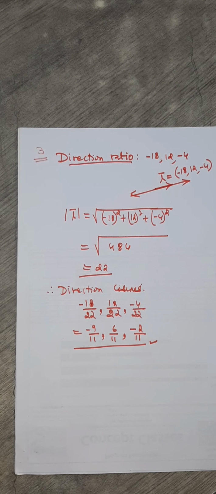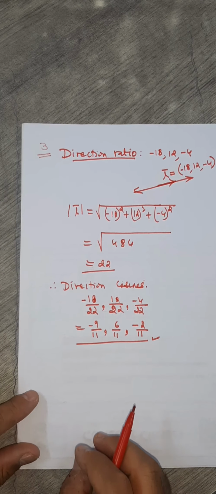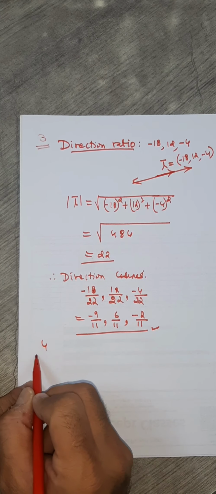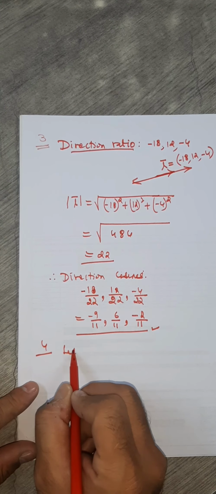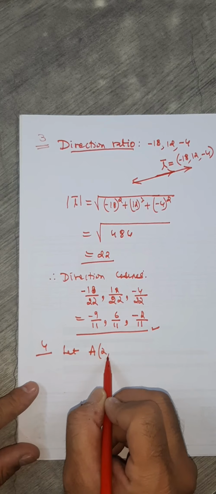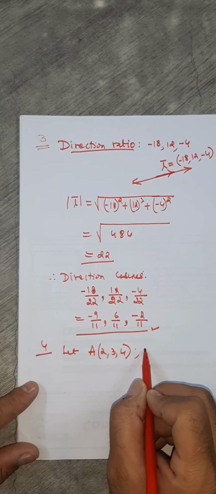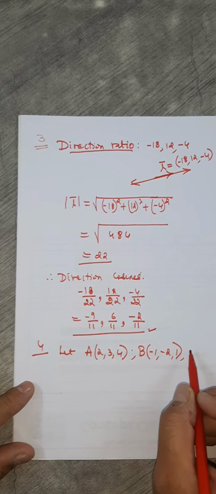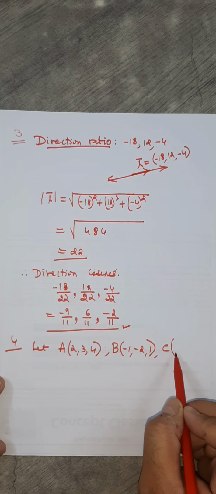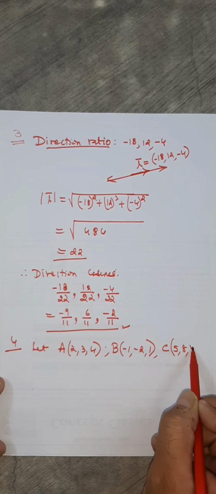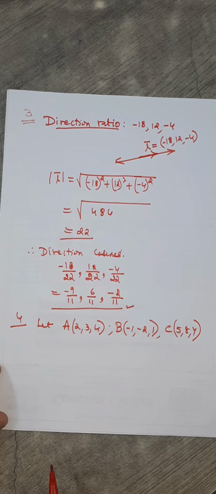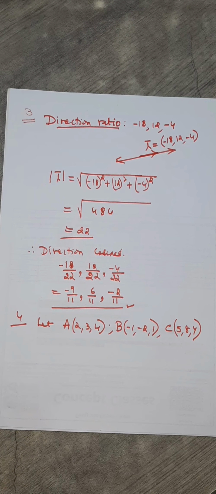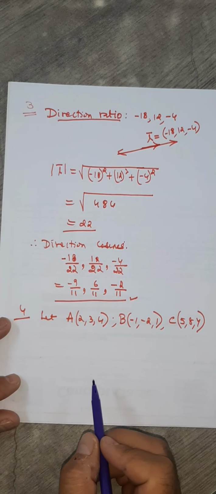Now in the next question, show that these 3 points are collinear. There are various ways to show. Let the points be A: 2, 3, 4, B be minus 1, minus 2, 1, and C be, for example, 5, 8, 7. You want to show that these 3 points are collinear. We had such questions even in 11th standard and earlier exercises also. How do we show this?